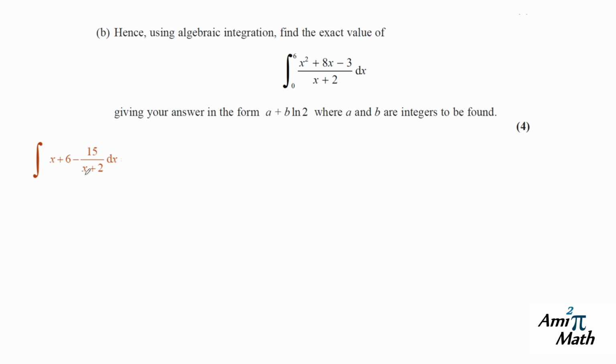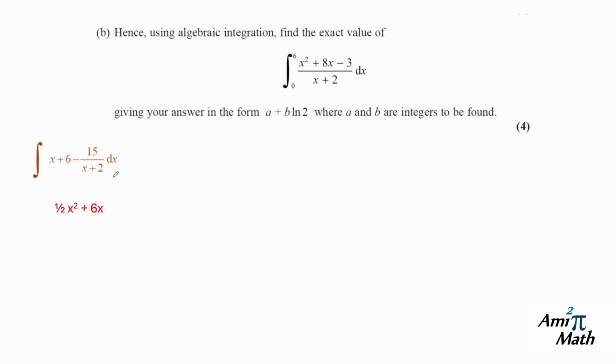So first what we're going to do is integrate our x. We know that x is just x to the power of 1, and then when you increase the power, it is x squared. And then we need to divide by 2, so we get half x squared. With 6, there's no x, so we just add an x, and it becomes 6x.